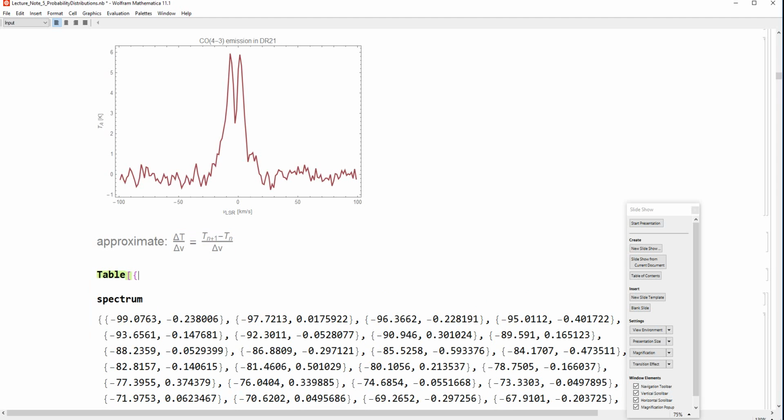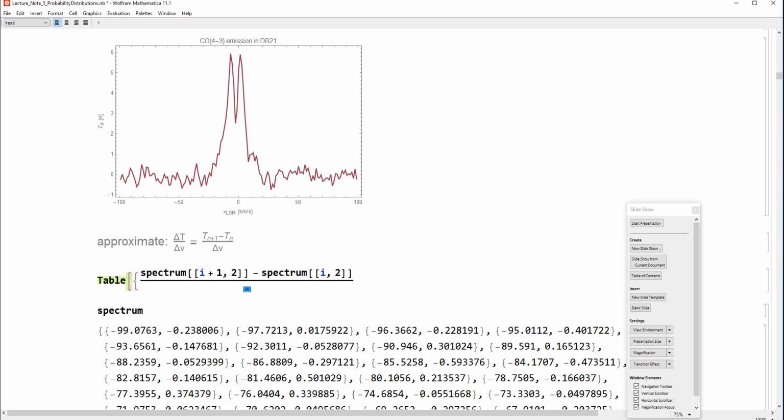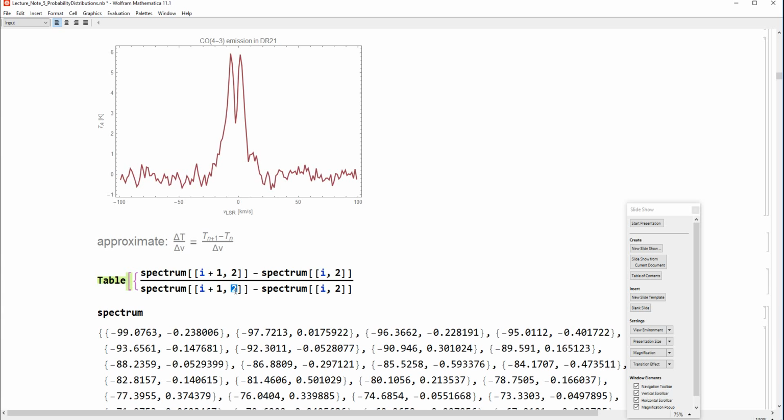So spectrum E plus 1, 2, that's the actual temperature, minus E, and we can do it generally because let's assume we have a varying velocity bin width, then this would be this. Okay, so that's the differential quotient for position E.